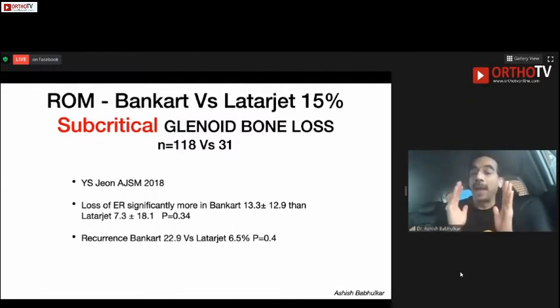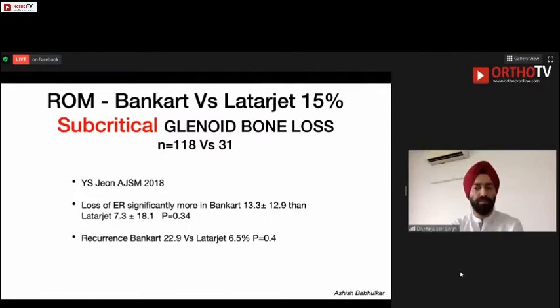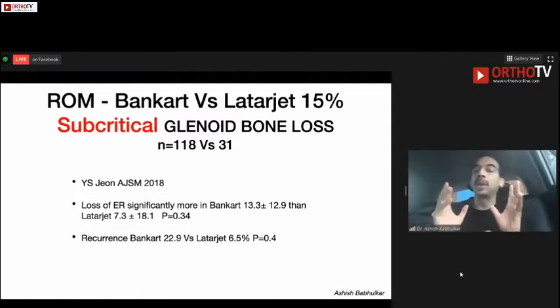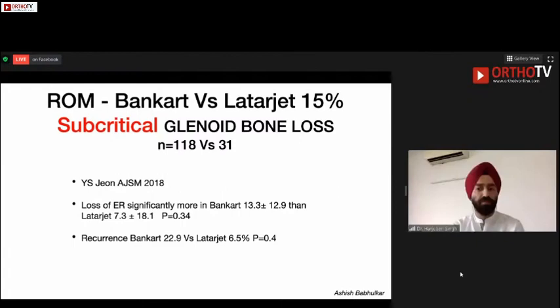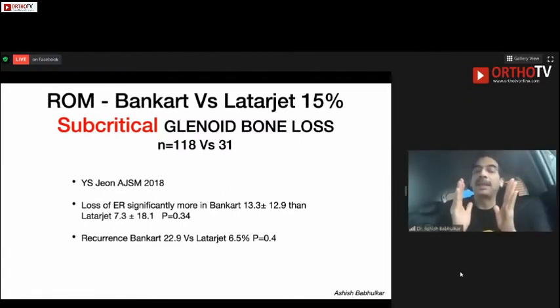So I have done a Bankart repair for a young intern who's a female, who's not an athlete, and who has had 20% bone loss, and she's doing very well. And there's no harm in doing that. And somebody else would have done a Latarjet, and I don't think there is anything wrong between both our approaches. But it is very important not to compartmentalize everything into a very rigid zone, less than 25 and more than 25. This is a paper from Korea, Incheon, where they compared subcritical bone loss.